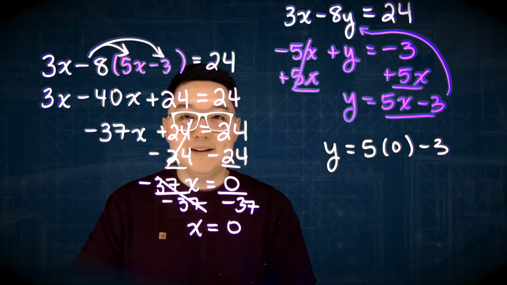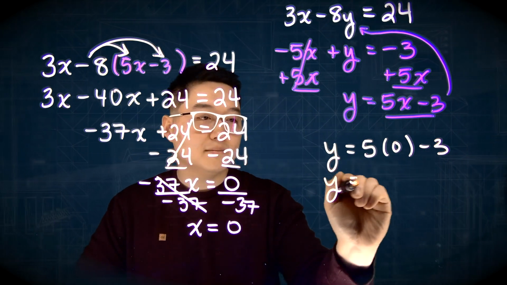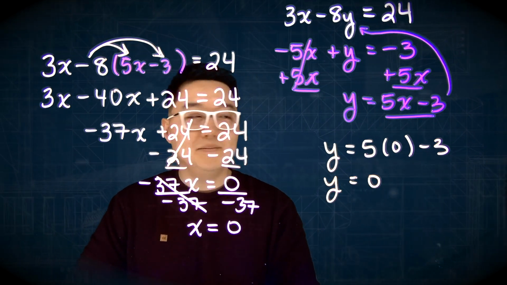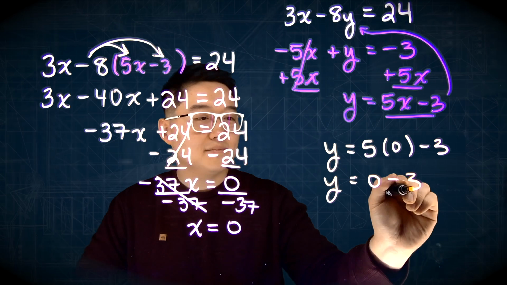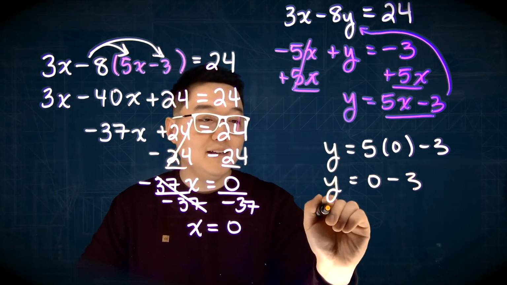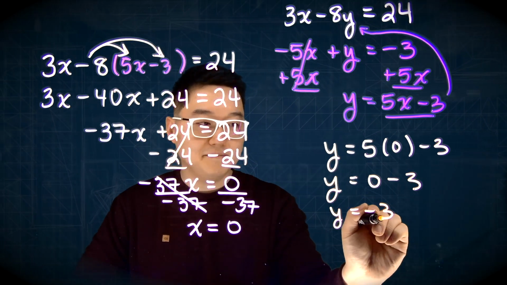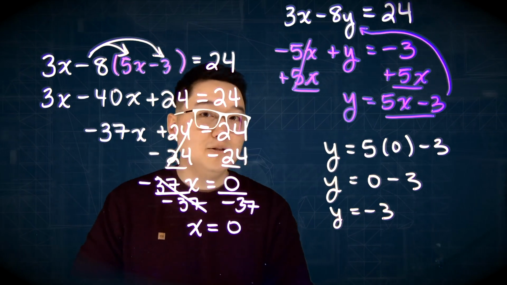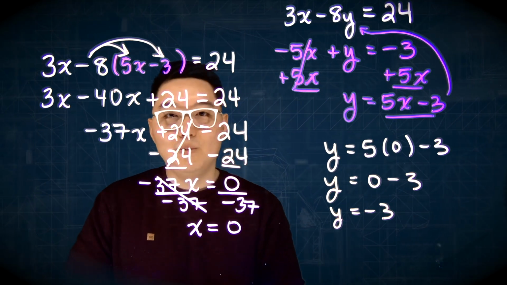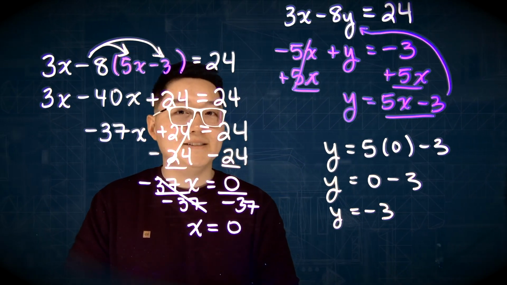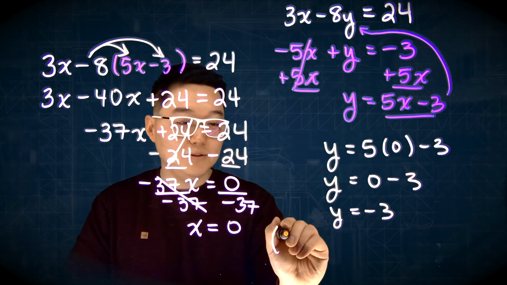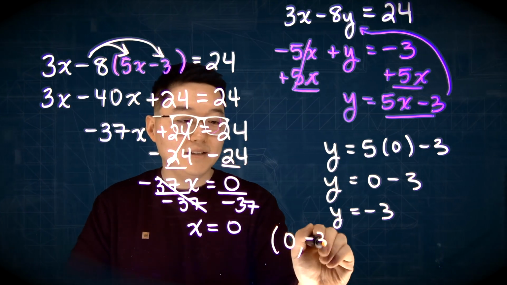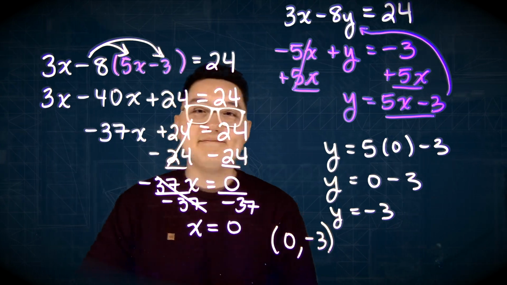So now what's 5 times 0? It's just 0, minus 3. Now 0 minus 3 is just negative 3. So what's the solution? What's the intersection point for these two lines? It's just x equals 0, y is negative 3. And there you go.